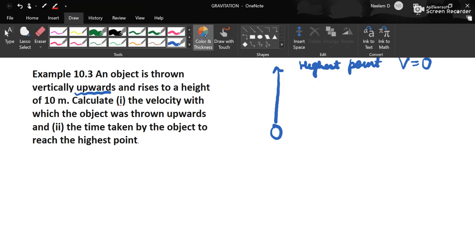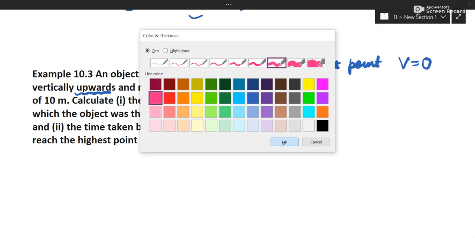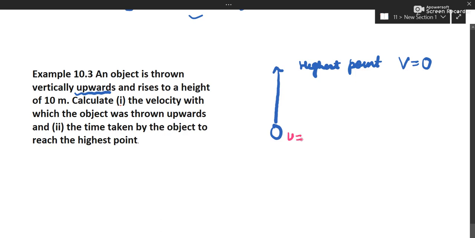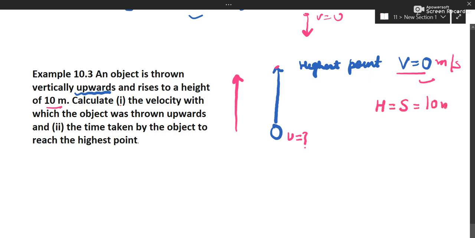The object has been thrown from down towards up. Initial velocity we don't know, but at the highest point velocity is 0. So when it is thrown up, then v is 0. In the previous question it was thrown down, so u was 0. Please understand. So here it is thrown up, so v is 0. It rises to a height, height is displacement. Displacement is 10 meters. Calculate the velocity with which it was thrown.